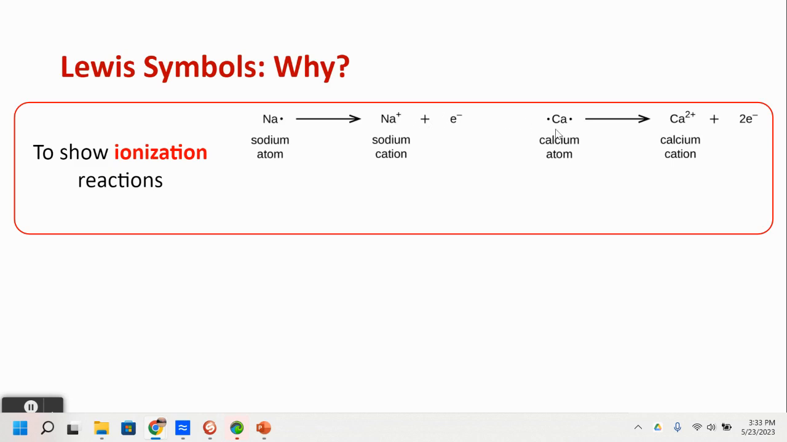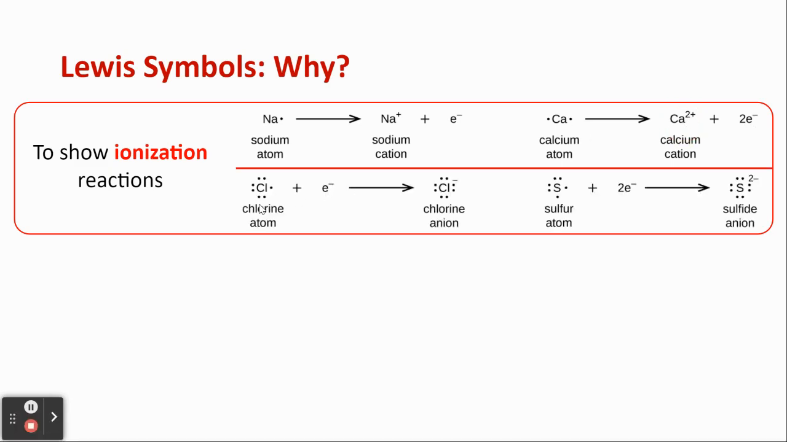If we were to look at calcium, calcium has two valence electrons. And when the atom becomes a calcium cation, it loses those two electrons, so the two dots on the Lewis structure are removed. Now, let's say we have chlorine. Chlorine has 7 valence electrons. If it were to gain an electron, then it forms an ion with 8 valence electrons.